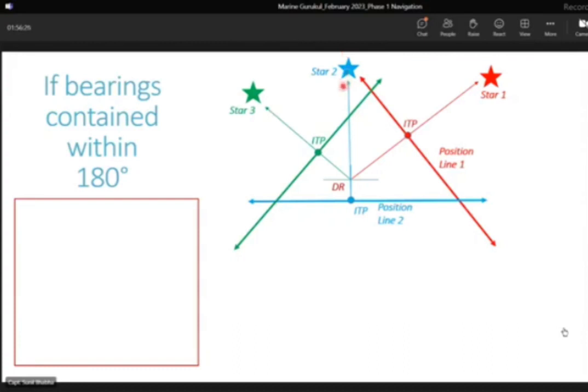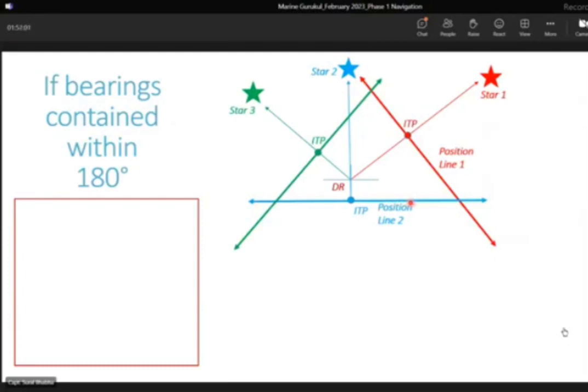Now once the middle star is identified, the next thing we do is to identify the position line associated with the middle star. We can see position line number 2, the blue color position line, is the one associated with our middle star. This blue color PL, position line number 2, is specified as the middle PL, the middle position line.